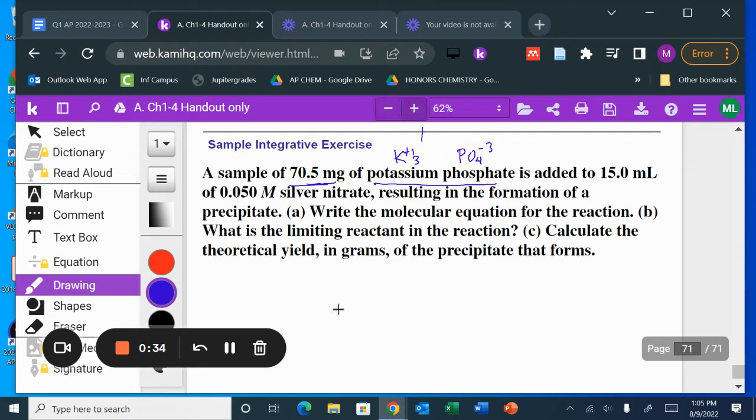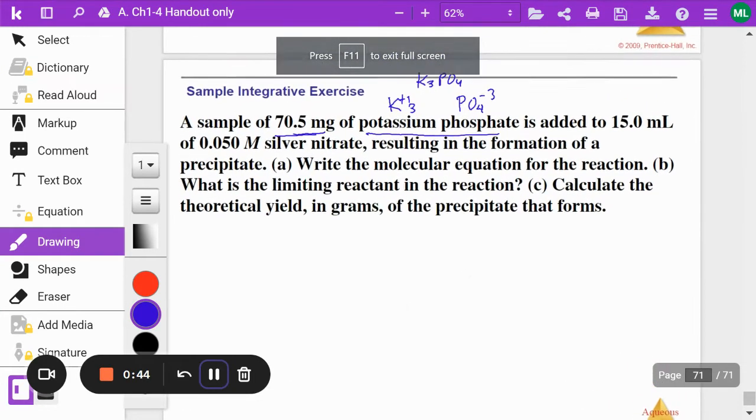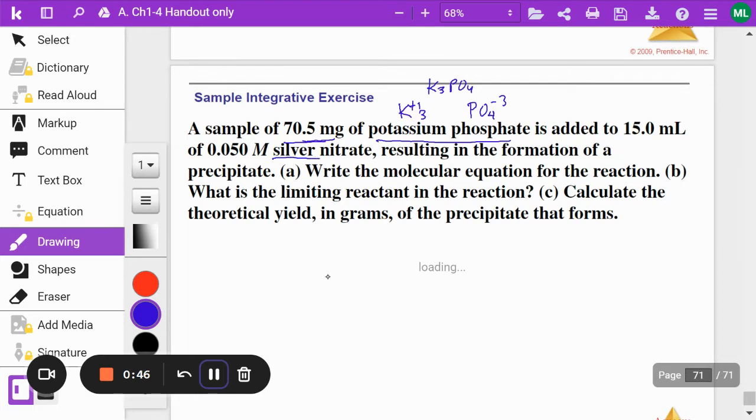So potassium phosphate is K3PO4. Okay, so now it's added to silver nitrate. Let's go ahead and write silver nitrate. The charge for silver is Ag +1. Nitrate is NO3 minus 1. So silver nitrate is AgNO3, just 1 of each. So you're mixing together K3PO4 plus AgNO3.